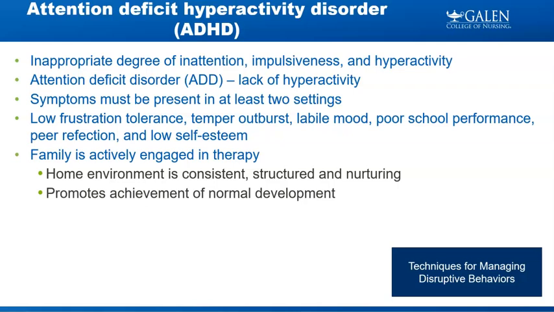They cannot stay in one spot. These kids are moving around and they are all over the place. Combined type, we are moving all over the place and we are struggling to pay attention. We do want to see symptoms present in at least 2 settings.